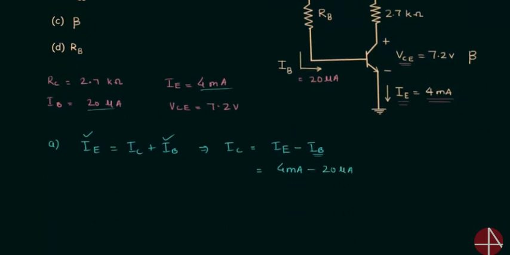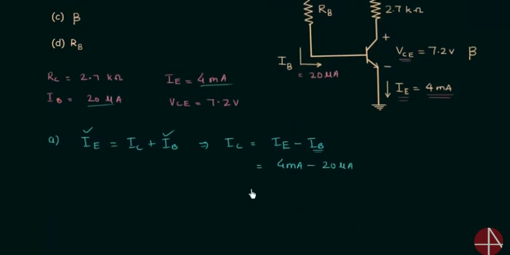We can also write 20 microamps as 0.02 milliamps. So we have 4 milliamps minus 0.02 milliamps. When you solve this, you will have 3.98 milliamps. This is the value of collector current and the answer of the A part. And you can see collector current is nearly equal to the ammeter current. Collector current is 3.98 milliamps and the ammeter current is 4 milliamps.